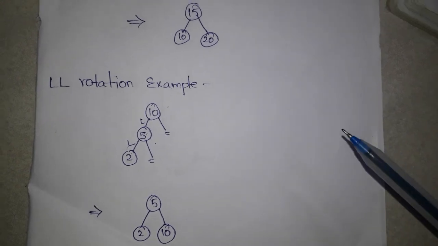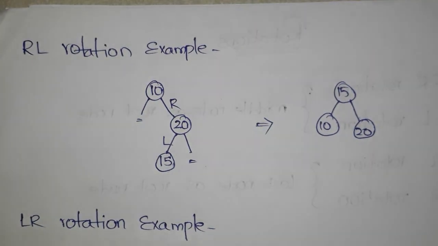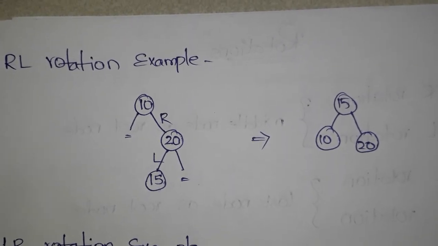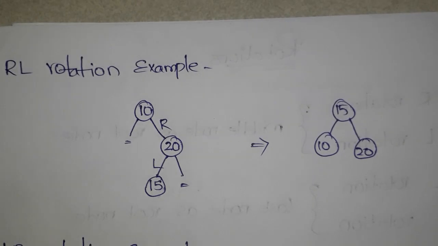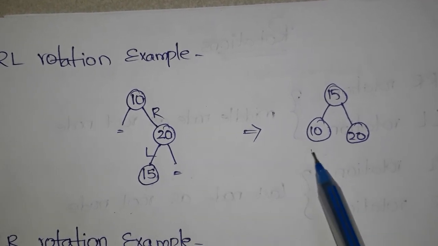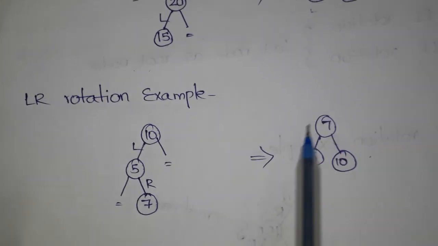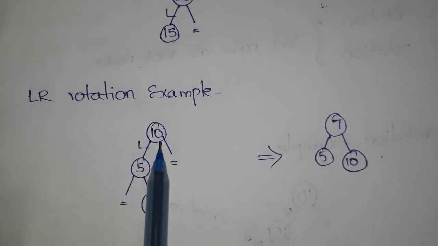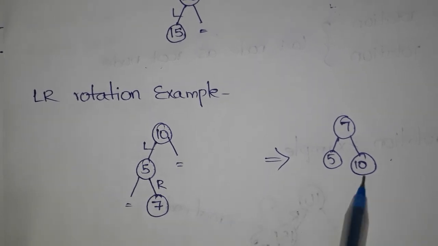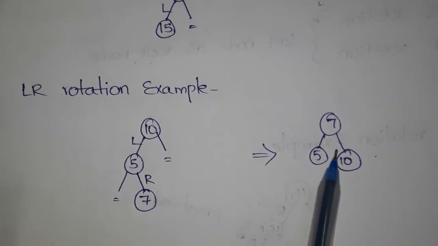So coming to the next rotation. This is an RL rotation example. Here we have right and left rotations. So the last node should become the root node. Here 15 becomes the root node and this will be 10, 20. This is a balanced AVL. And coming to the LR rotation, here 5 is smaller than 10 and 7 is larger than 5. That's why it is LR. And the final balanced one is here.